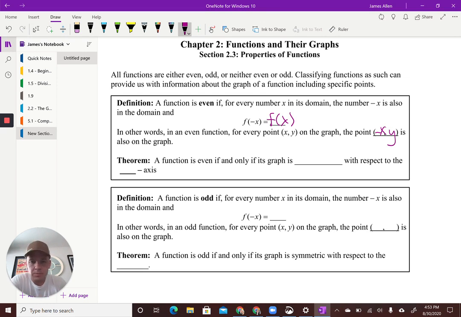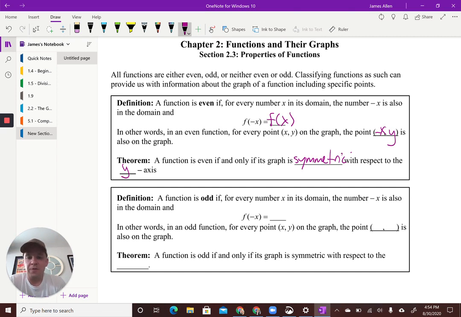A function is even if and only if its graph is symmetric with respect to the y-axis.